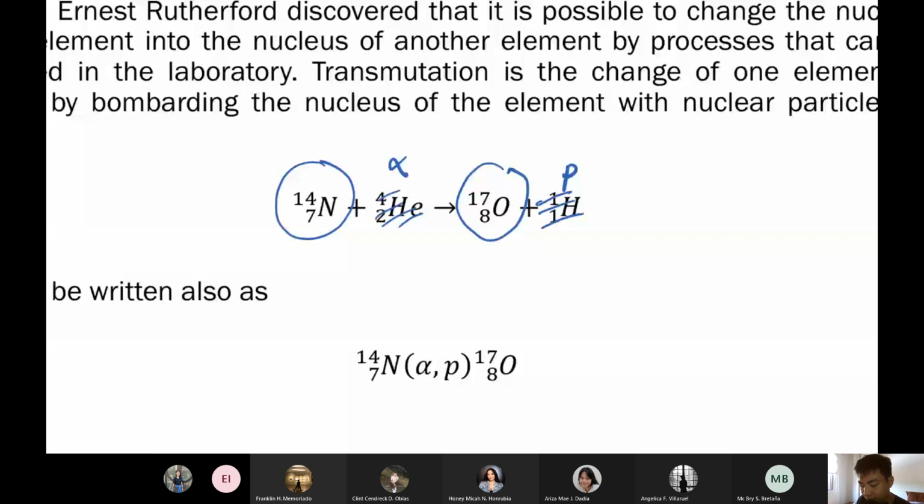So, on the left, you will write it like that. On the right, you will write it like that. Then, yung elementary particles mo na alpha and proton, susulat mo within the parentheses. So, the comma signifies the arrow. Okay? So, ang meaning lang nito is neutron plus alpha, comma, proton plus this element. Okay? So, this plus this, producing this plus this.